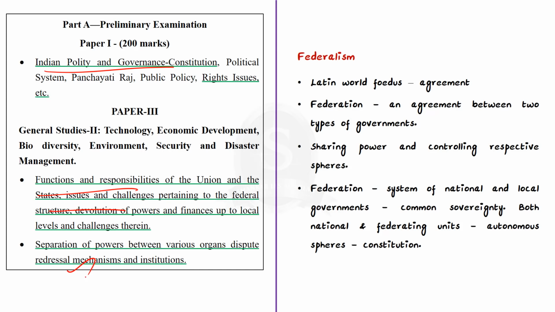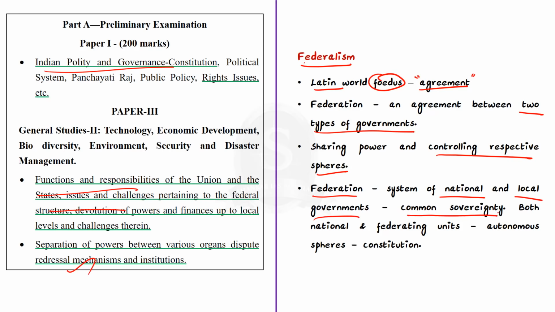First, let us start with combative federalism. Federalism is derived from the Latin word foedus, which means agreement. In fact, federation is an agreement between two types of government sharing power and controlling their respective spheres. So, a federalism or a federation is a system of national and local governments combined under a common sovereignty. Here both national as well as federating units have autonomous spheres assigned to them by the written constitution.